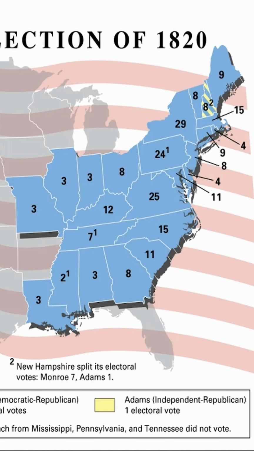The ninth presidential election was between November 1st and December 6th, 1820. This election consisted of two parties. These parties were the Democratic Republicans and the Federalists.